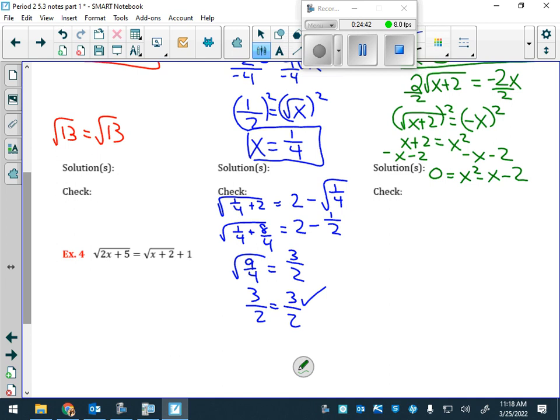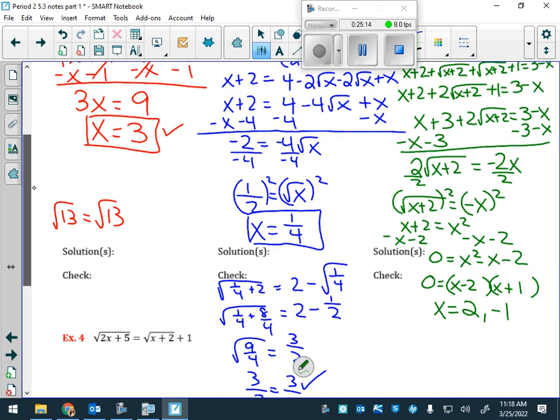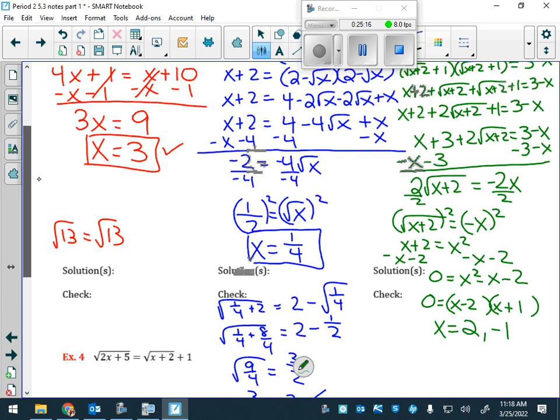How do I factor that? Careful. Yep. So what are the two possible solutions, Brian? 2 and negative 1. Okay? So they're possible right now until we check them to confirm which one works and which one does not. Okay? So, any questions on this huge process right now?